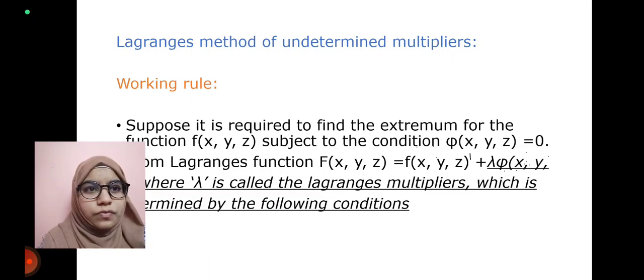Suppose it is required to find the extremum for the function f of x, y, z subject to the condition phi of x, y, z equals 0. We form Lagrange's function F of x, y, z equals f of x, y, z plus lambda phi of x, y, z, where lambda is called Lagrange's multiplier, which is undetermined, by the following conditions.